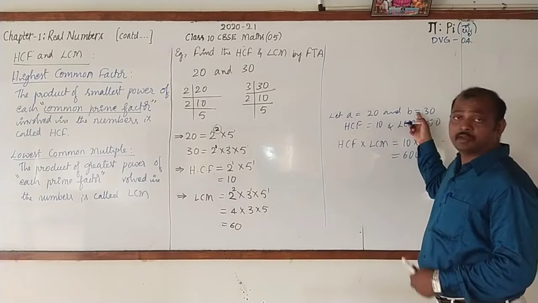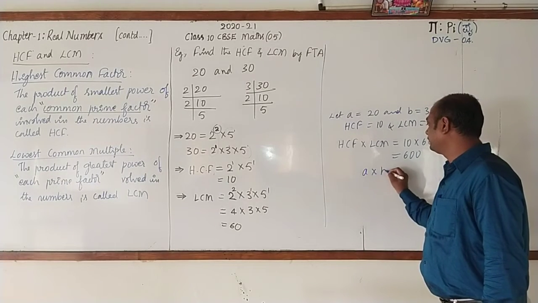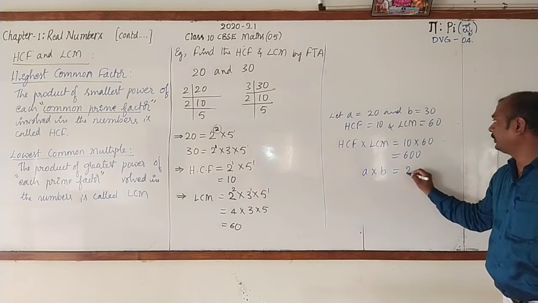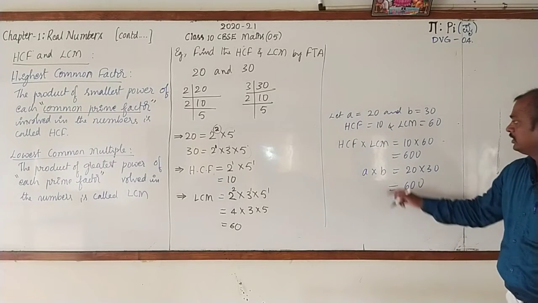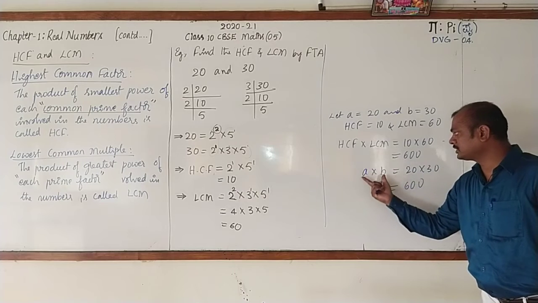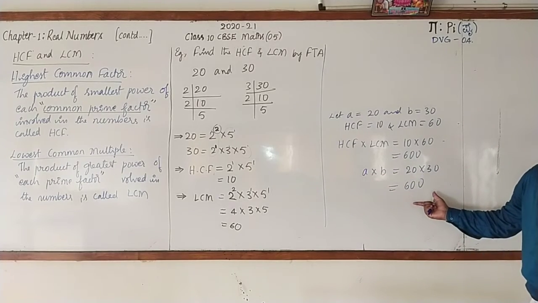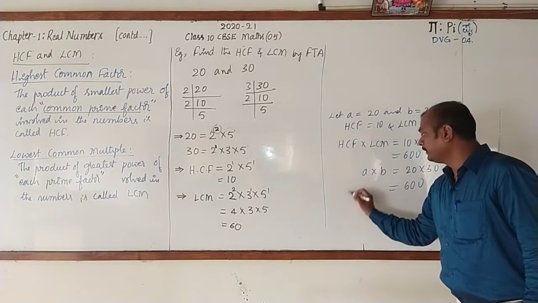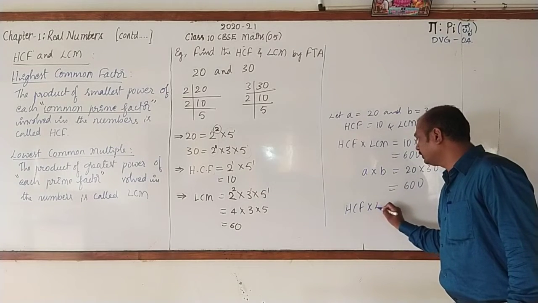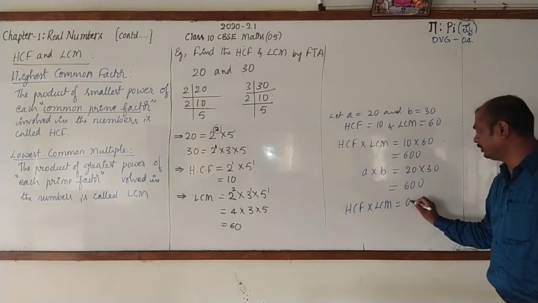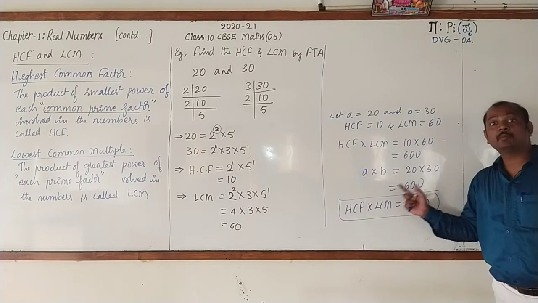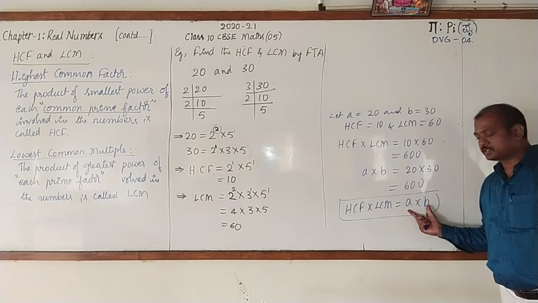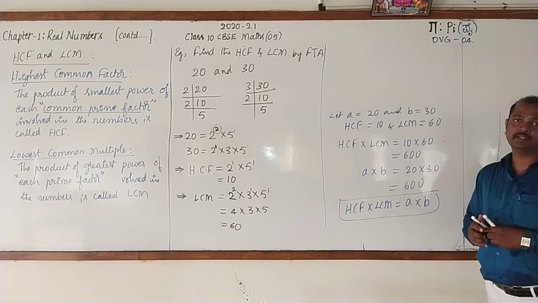Then the given numbers are A and B. Their product, 20 into 30, is equal to 600. So the product of HCF and LCM is equal to the product of the given numbers. Hence we can write HCF into LCM is equal to A into B. So this is the relationship among the given two positive integers A and B and their HCF and LCM.